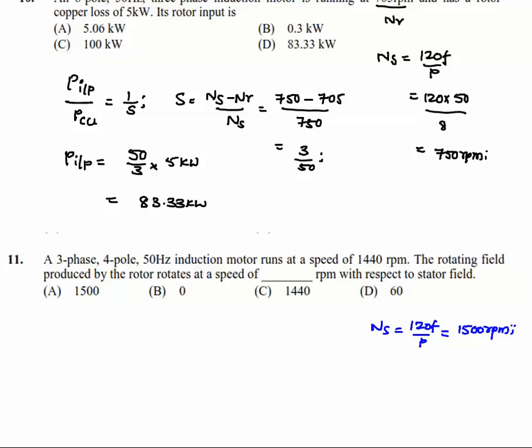Okay, both the fields rotate at synchronous speed. So this rotating field rotates at the synchronous speed of 1500 rpm with respect to the stator field. The stator field also rotates at a speed of 1500 rpm. So when we compare these two, they are rotating with respect to each other with a speed of 0 rpm. Why? Because both the fields rotate at synchronous speed only, so they are at 1500 rpm only. With respect to each other means it is going to be 0. Next question.